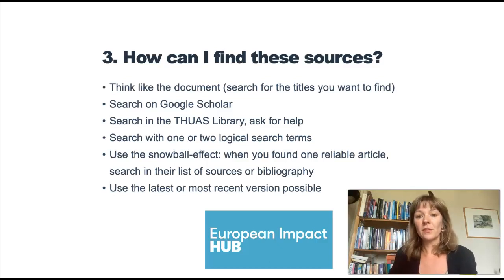You can also use the snowball effect. So if you have one credible source or journal article or a book, then you can see in their reference list what they used and see how you can find their reliable sources. But always start with the most recent journal article, so you are not very behind in information.